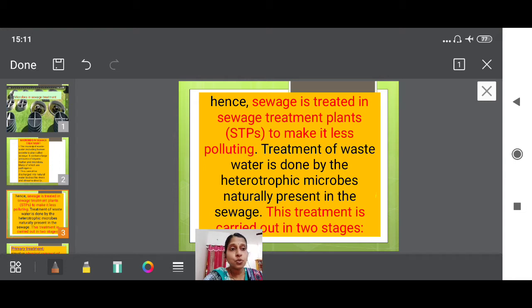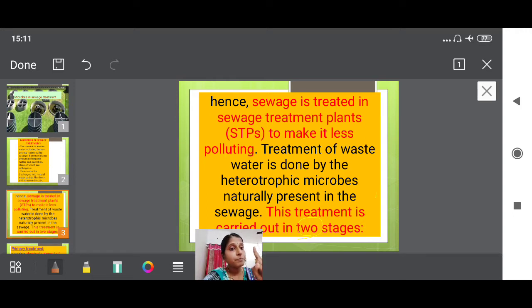Okay, and for this they are usually using the microorganisms which are already present in the sewage. There are useful microorganisms also, and they make use of them in treating the sewage. Now this treatment takes place in two stages. Okay, so there are two steps in treating the sewage. Step 1 is called the primary treatment and step 2 is called the secondary treatment.